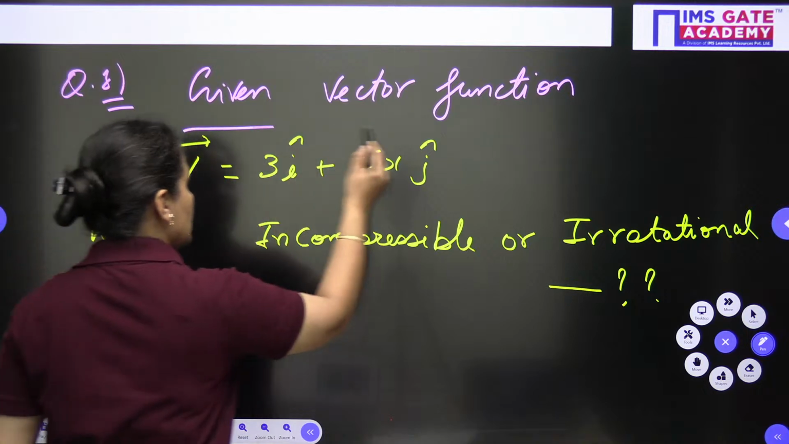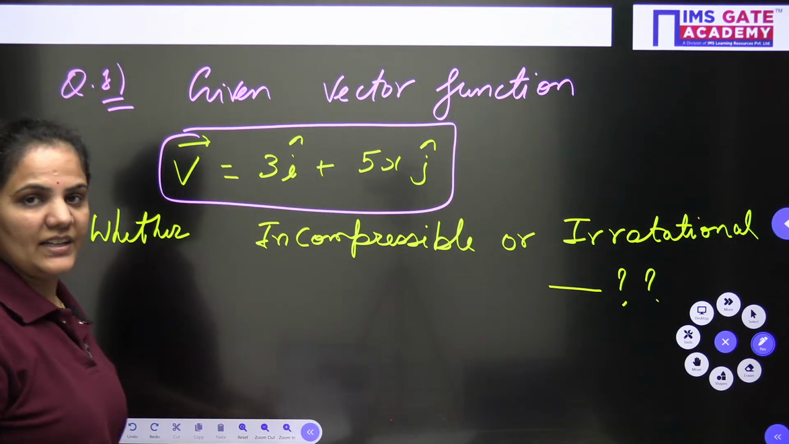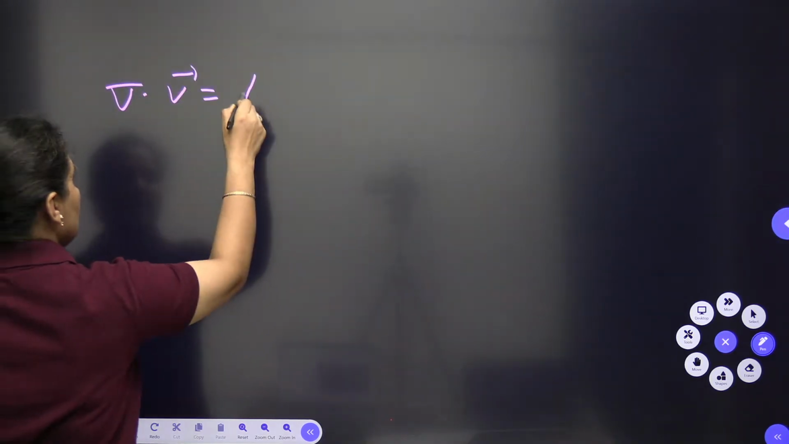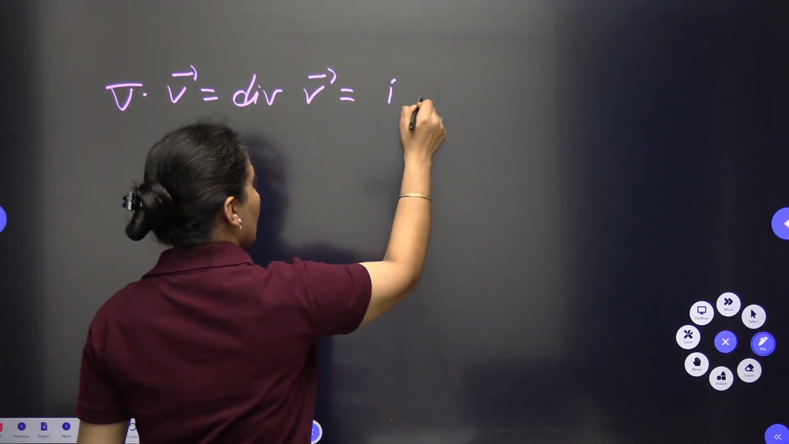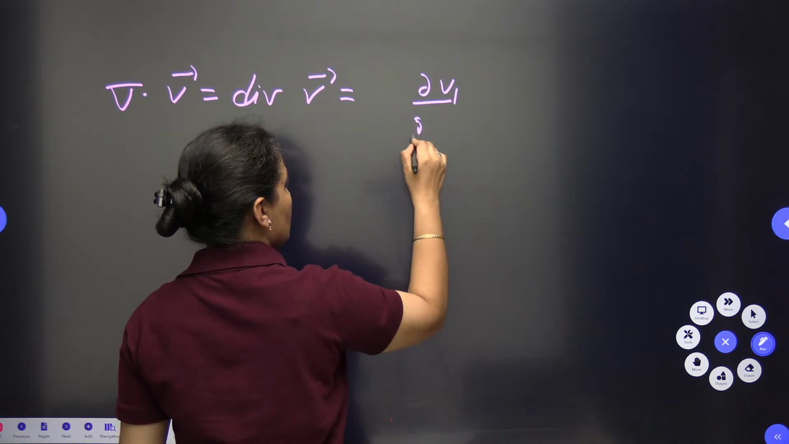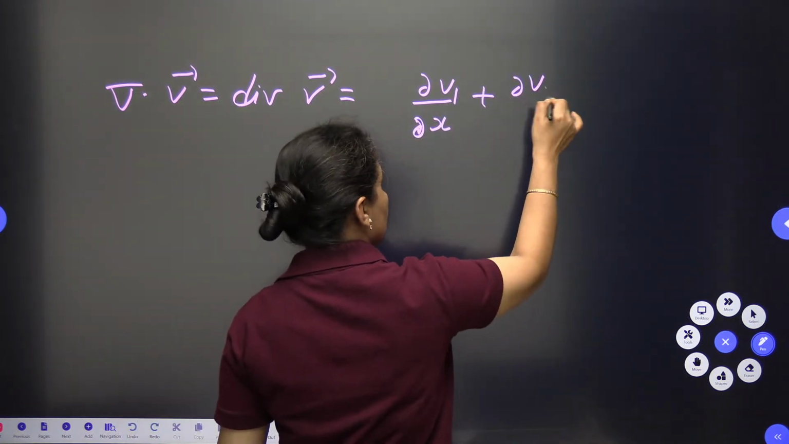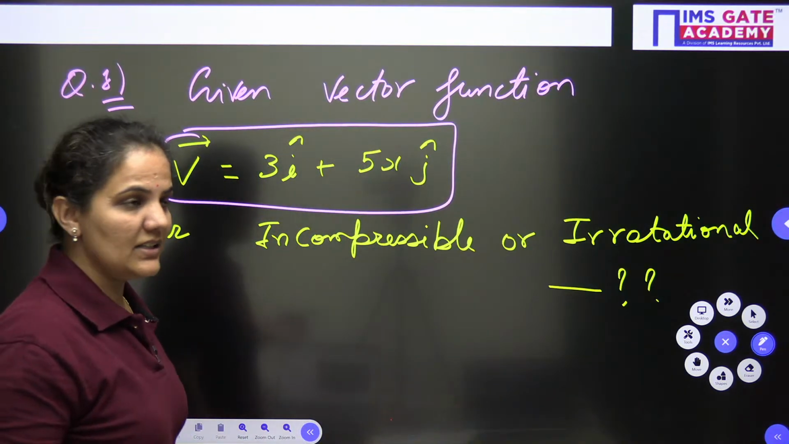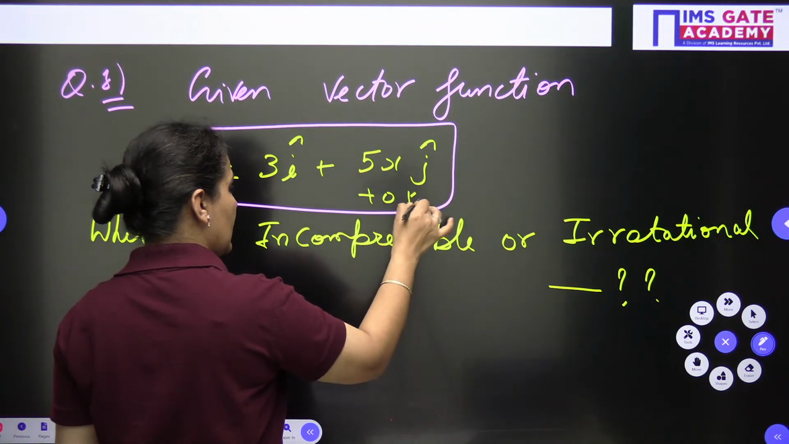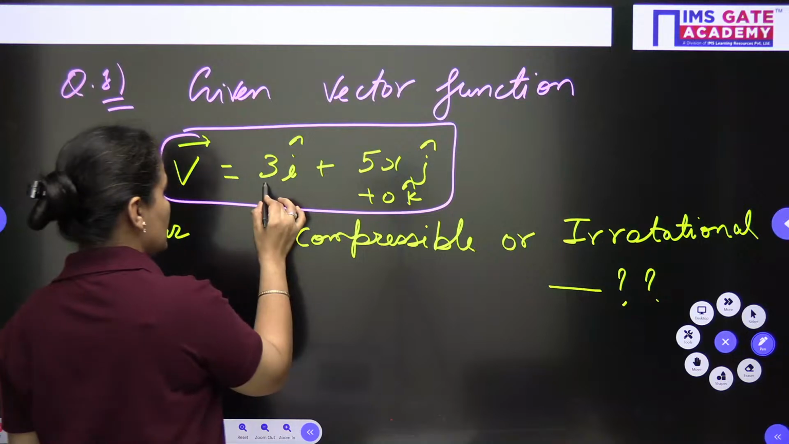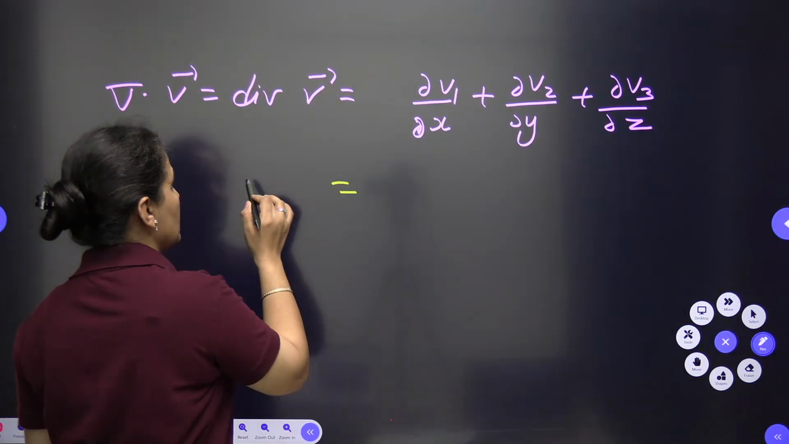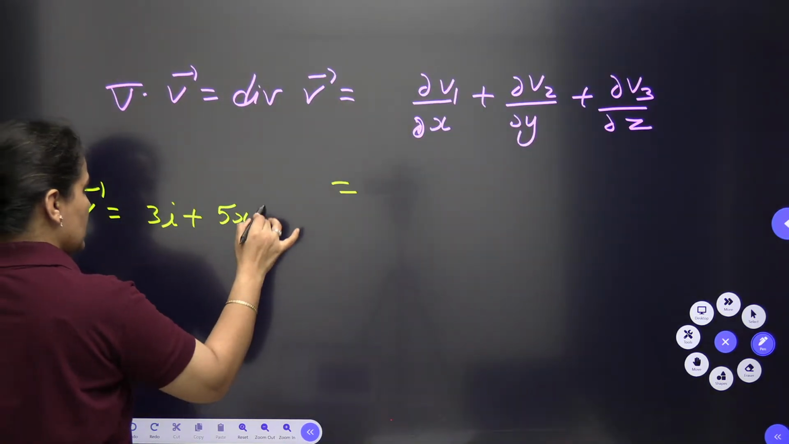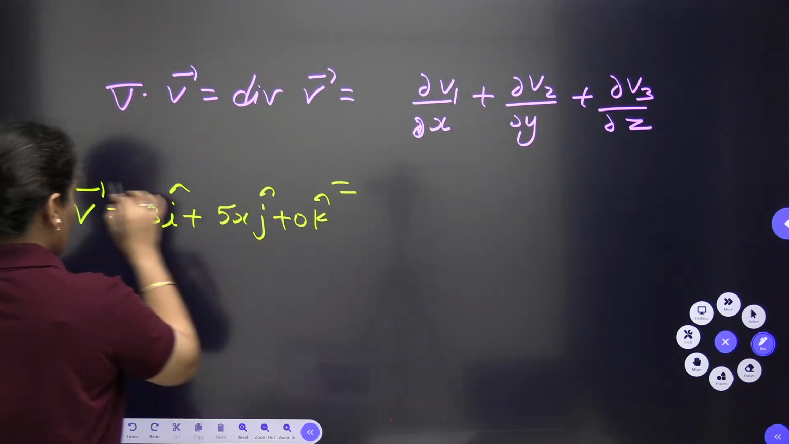So for this velocity function, we will check directly the divergence. Let's start with the divergence. Del dot v vector means the divergence of this v vector. The divergence is nothing but del v1 by del x, del v2 by del y, and del v3 by del z. As here we don't have any z function, you can write 0 k cap. This is 3i plus 5x j cap, and 0 k cap.